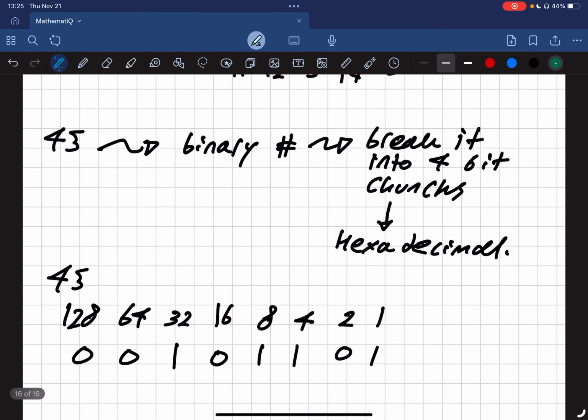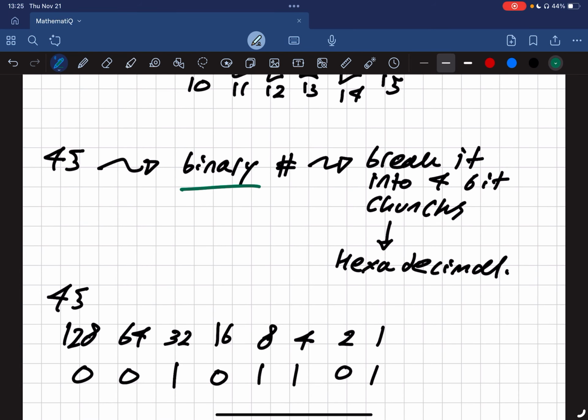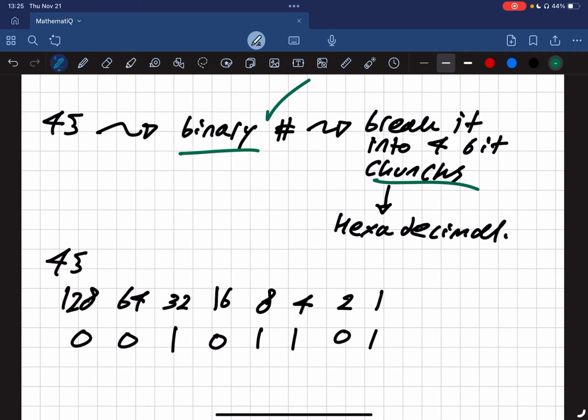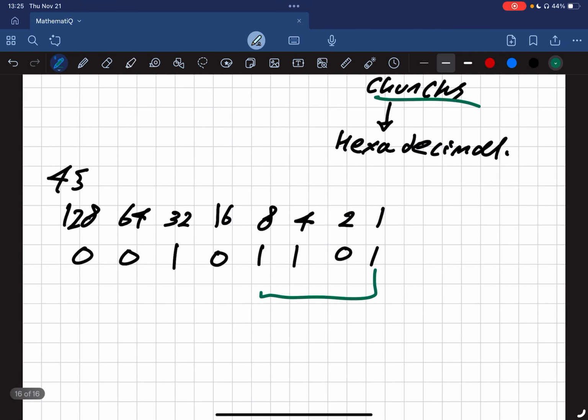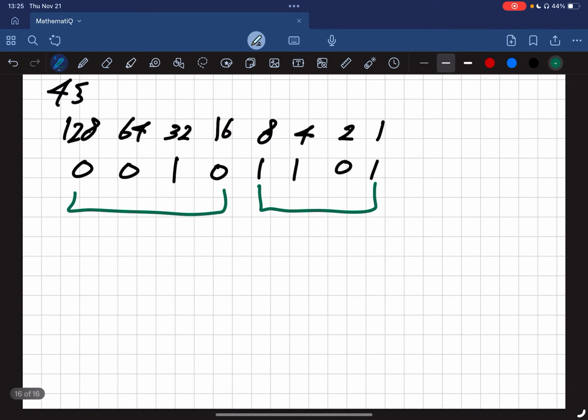Okay. And then second step, so this step is done. Then we want to do this step, break it into 4-bit chunks. So we start from here, we take these 4, we take these 4. Okay. So then we convert this into decimal. So what is that in decimal? That's going to be 8 plus 4 plus 1, which will yield 13.